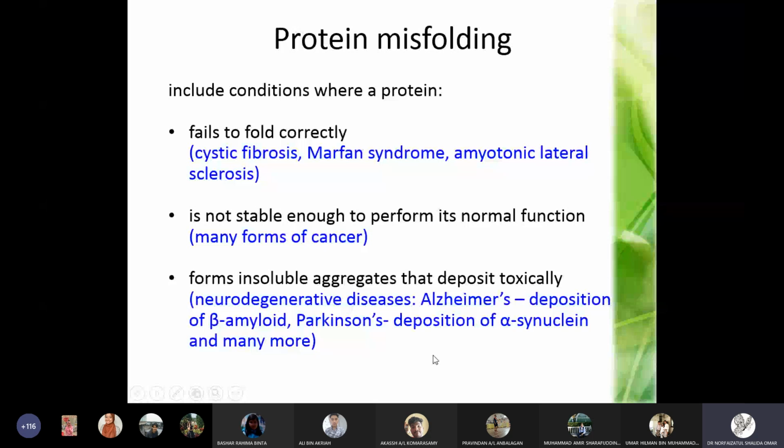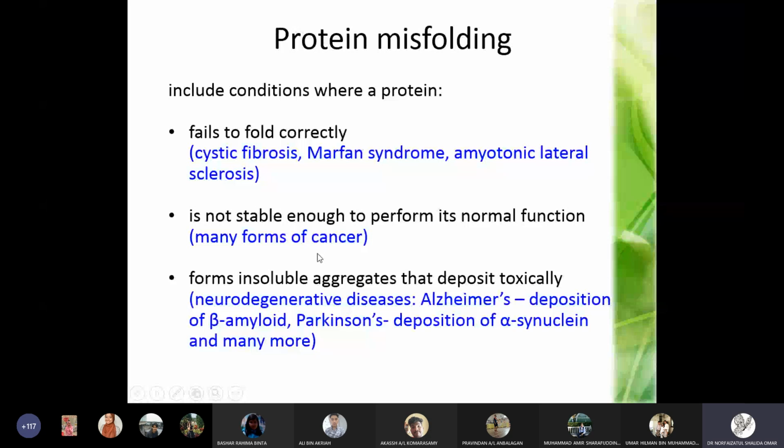Okay, another example of a protein structure problem is protein misfolding. When the protein fails to fold correctly, it will cause diseases like cystic fibrosis and Marfan syndrome. You can check this disease later if you want to know what happens in it. I won't explain further on this disease. Anyhow, you will come across this disease later in systemic and during clinical years. And some cancers are also formed due to protein misfolding.